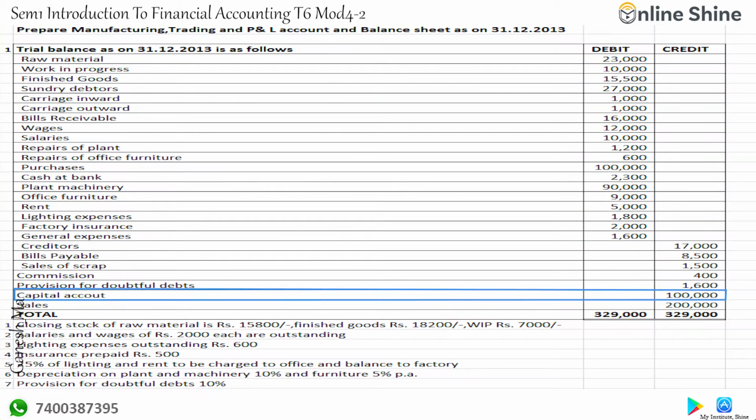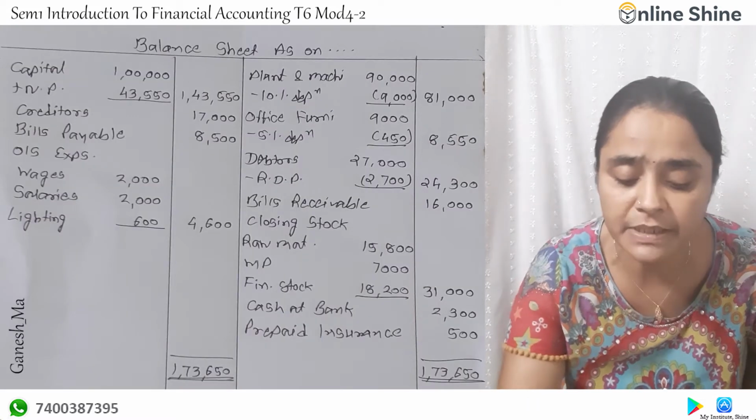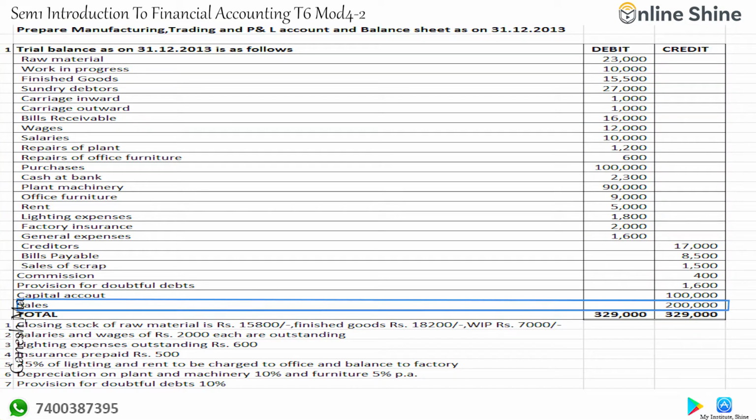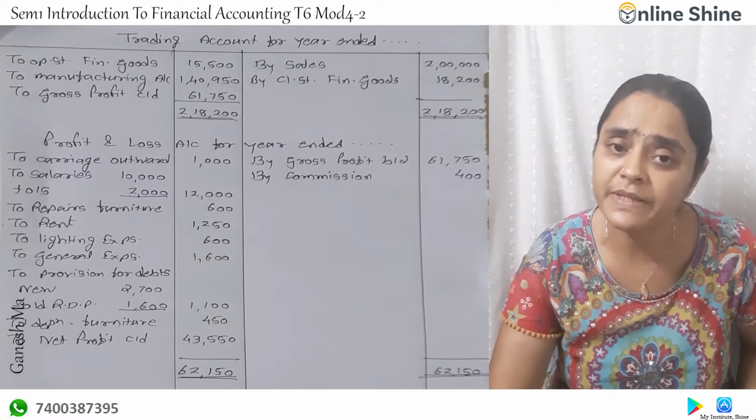The next one is Dipali's capital account, that means the capital of the owner. So that will come in your balance sheet, capital account, first item on the liability side, rupees 1 lakh. And the last one is sales of rupees 2 lakh. That will definitely come in your trading account, credit side, sales of rupees 2 lakh.